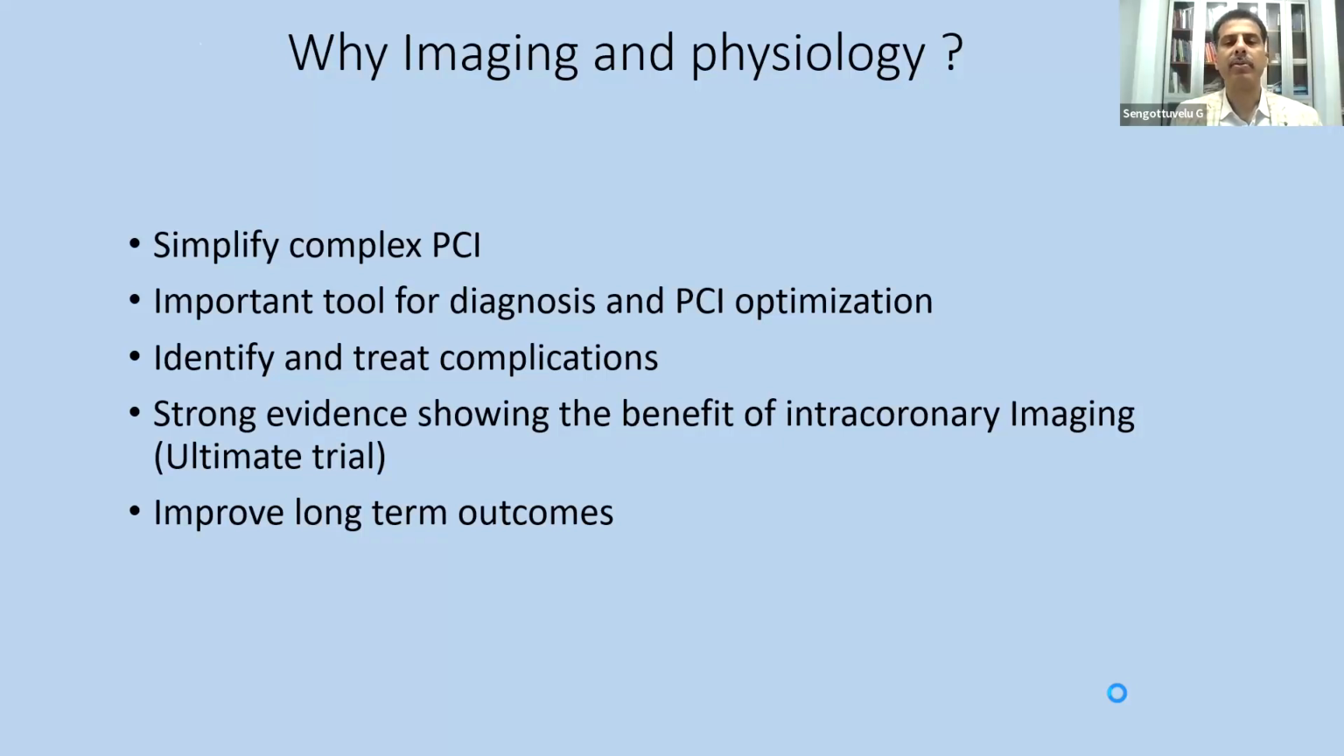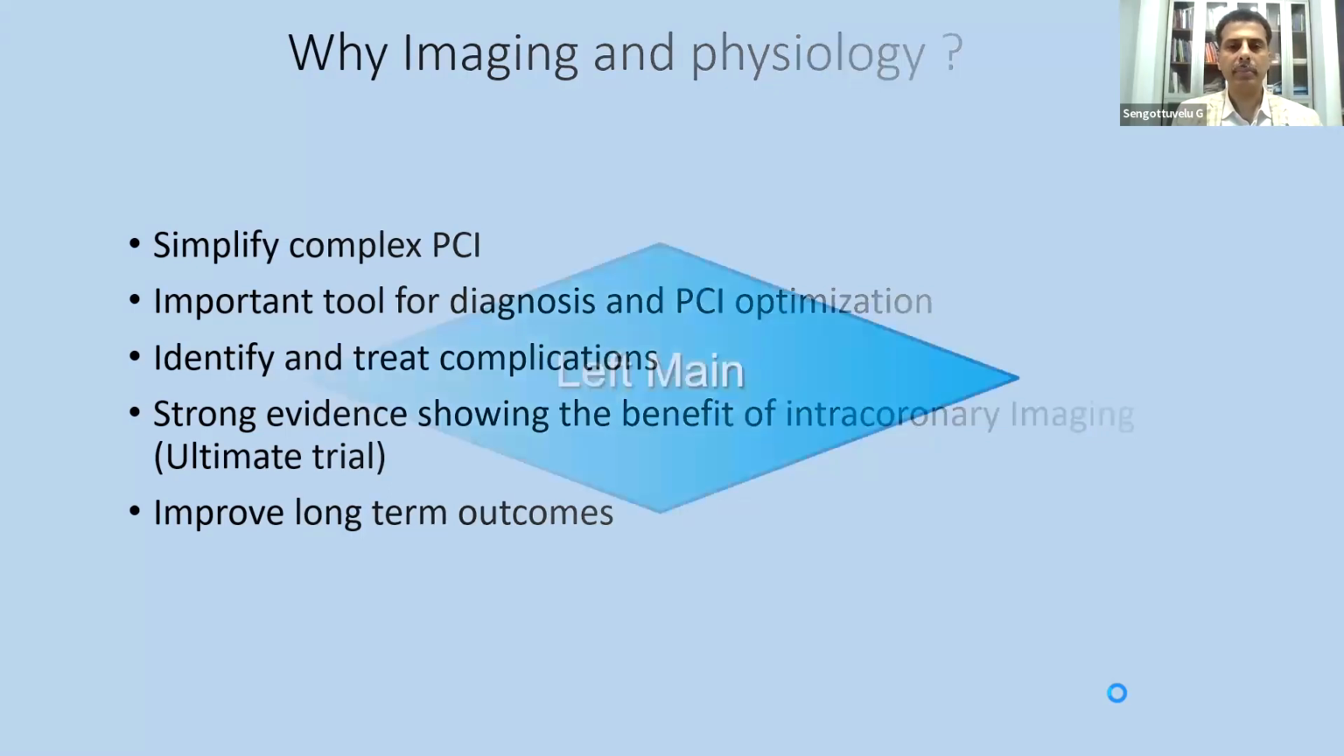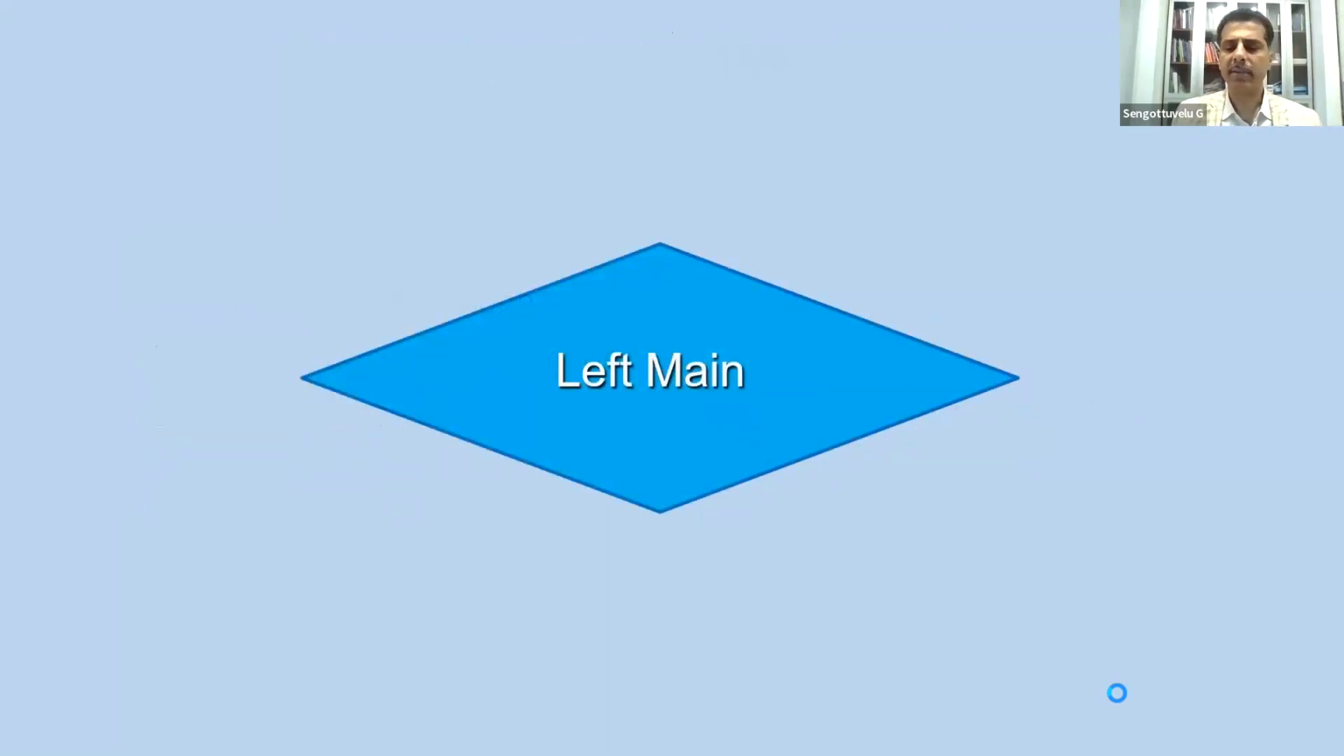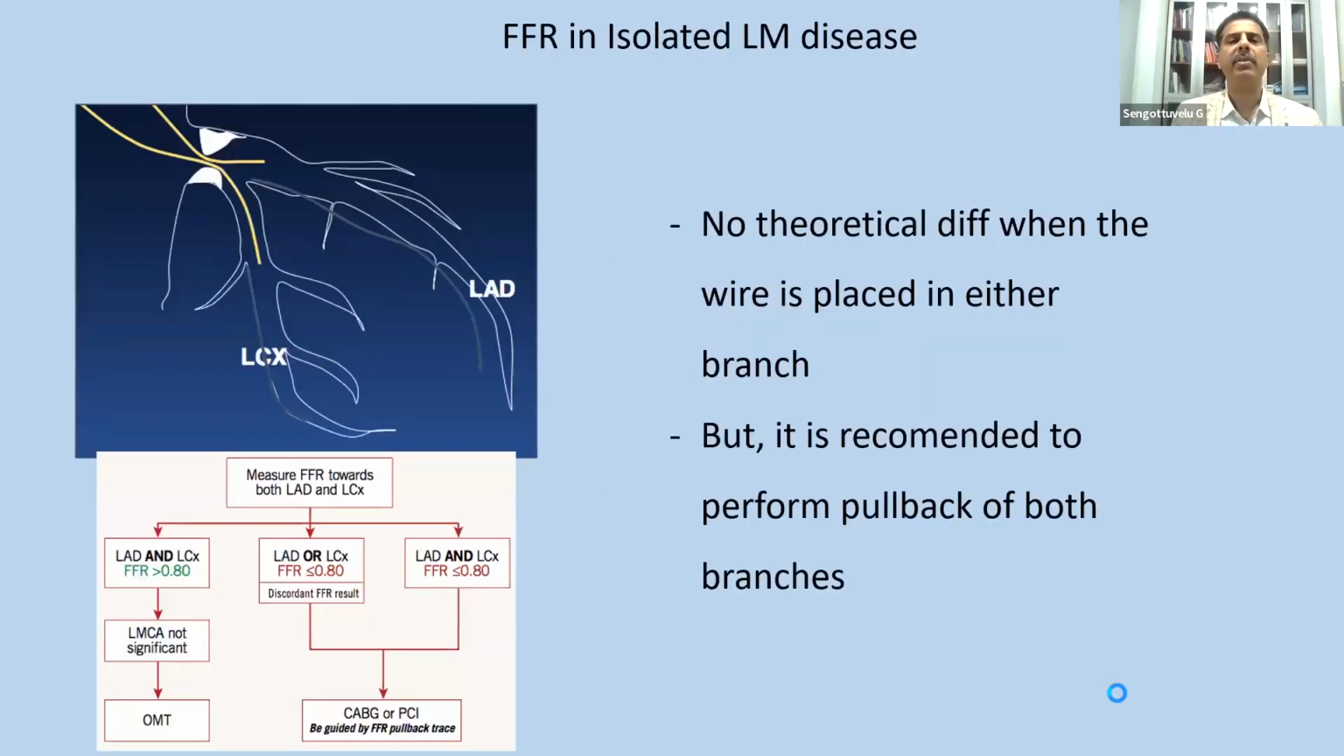I think we have a lot of evidence now for PCI optimization and to identify and treat complications and also to improve long-term outcomes. So let me start with the different subsets of lesions. In left main lesions, we know that physiology does have an important role. For isolated left main, it's quite easy to perform the FFR, which can be either in the LAD or the circumflex. And if it is more than 0.8, it is non-significant.